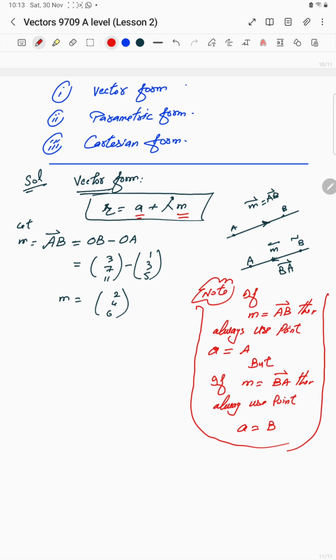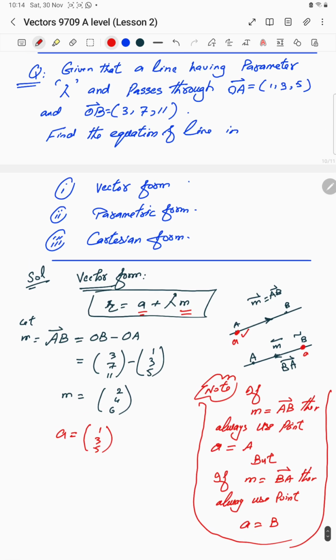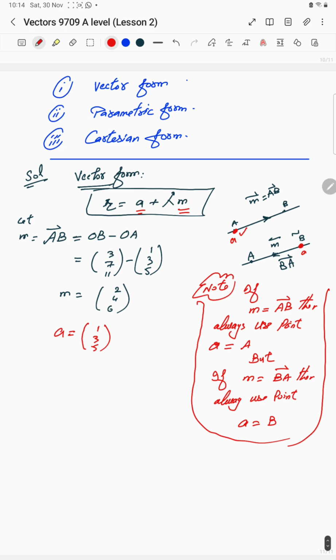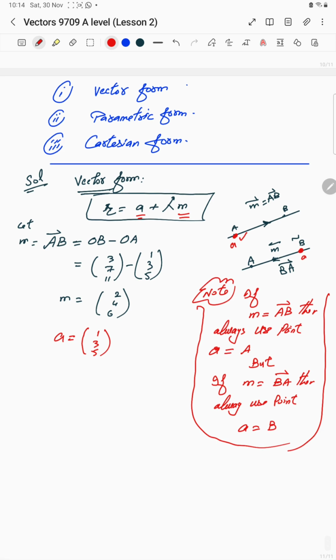Then here you are moving from A to B, take this as the point, small a, but from B to A you will take that point as small a. So as we are taking from A to B, we will take the coordinates of A, that is 1, 3, and 5 as given here. We will take this starting point. Now just replace it in the formula. We get r equal to 1, 3, and 5 plus parameter lambda, and M is 2, 4, and 6.